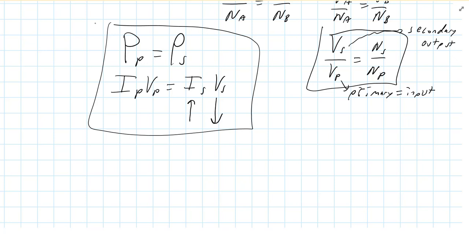Matter of fact, we couldn't operate our modern power grid if we did everything at 120 volts. The power lines, so much current would have to be flowing through them, they would literally melt off the line. So we need that really high voltage so that we can have less current, so that we can actually transmit our power from one place to another.